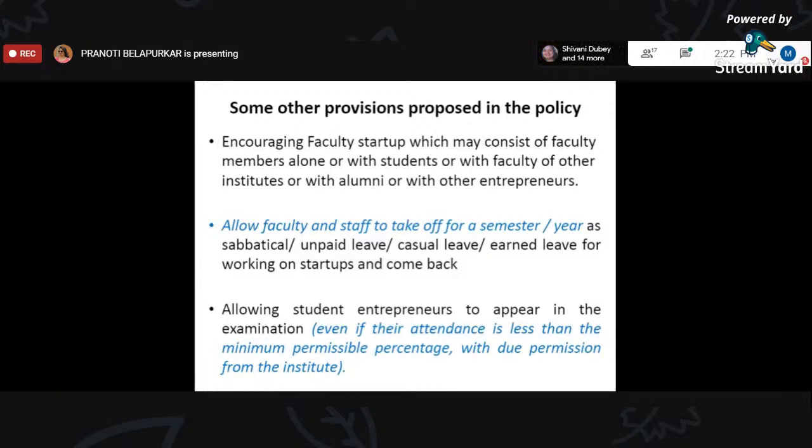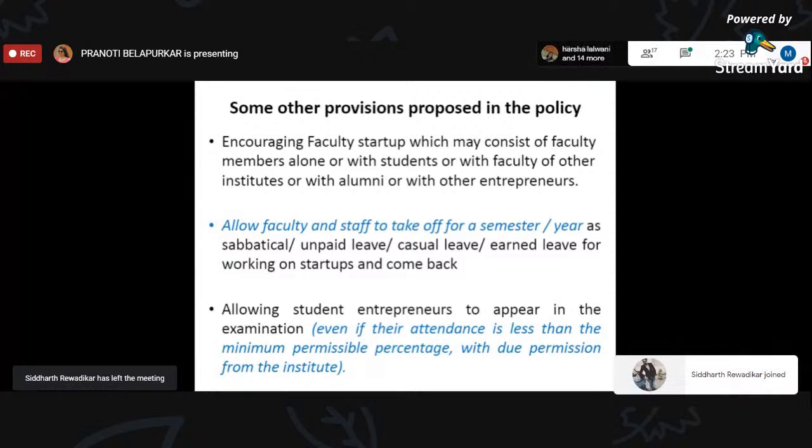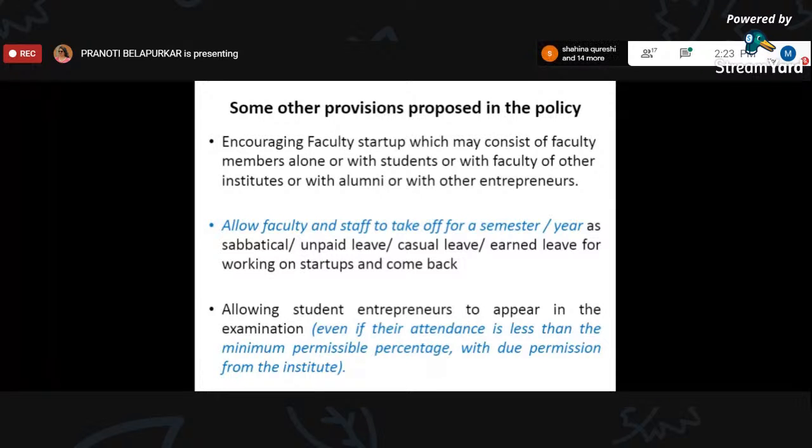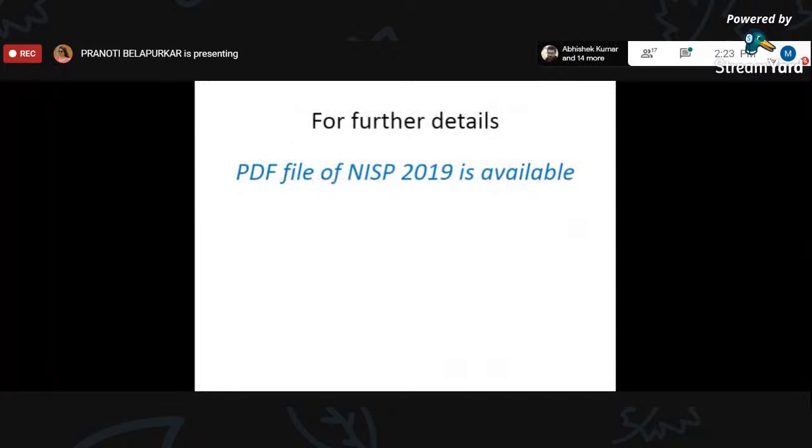If they really think they have a good idea, they have found a lacuna where they can bring a change in the society, where that can be beneficial for the society, so they can really work upon it, and the institute shall help that student to achieve his dream. Okay, so these are the major headlines, or the major points that are to be highlighted in this particular thing.